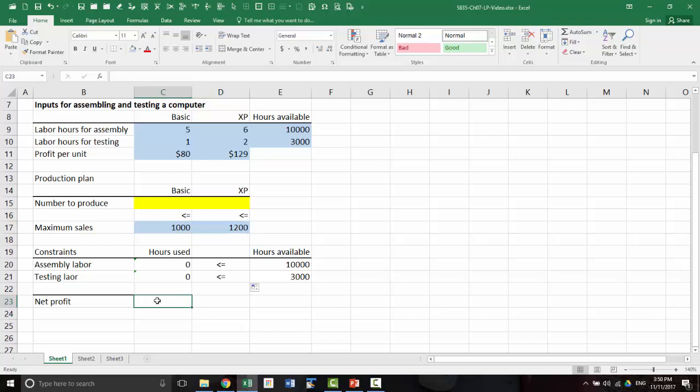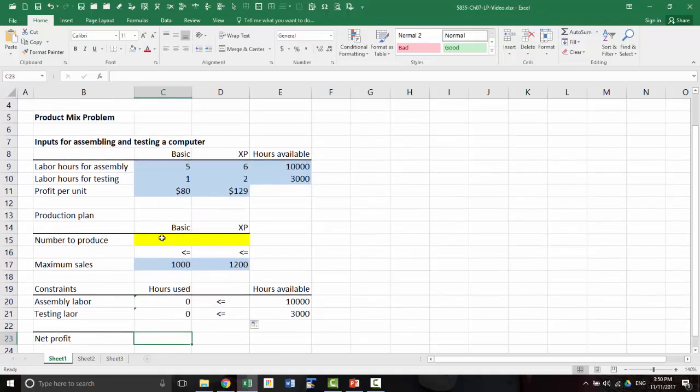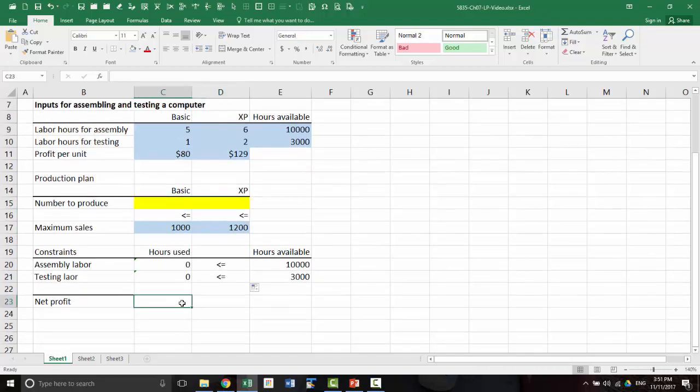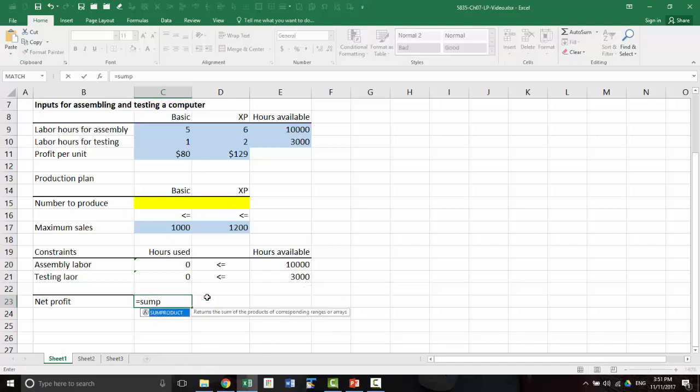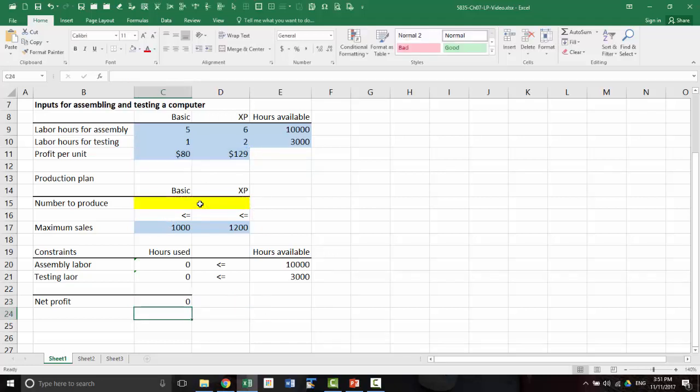The last thing we are left to do is net profit. Net profit is again a SUMPRODUCT of profit per unit and number of units produced. Similar logic. Don't type in products of pairs of cells yourself. Use the SUMPRODUCT function. So profit per unit and then how many units you want to produce. And now that's the final result.